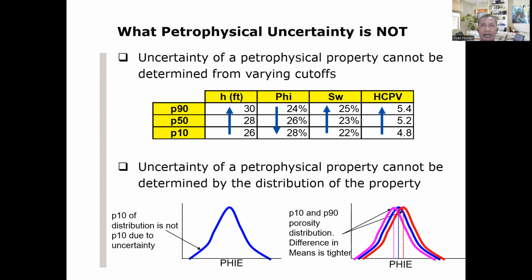Petrophysical uncertainty refers to the lack of precise knowledge or predictability in petrophysical properties, which are properties related to the physical characteristics of rock and fluid in the subsurface. However, it is important to note that this uncertainty cannot be determined by simply varying cutoff values or by analyzing the distribution of specific properties. This method does not provide an accurate assessment of petrophysical uncertainty.